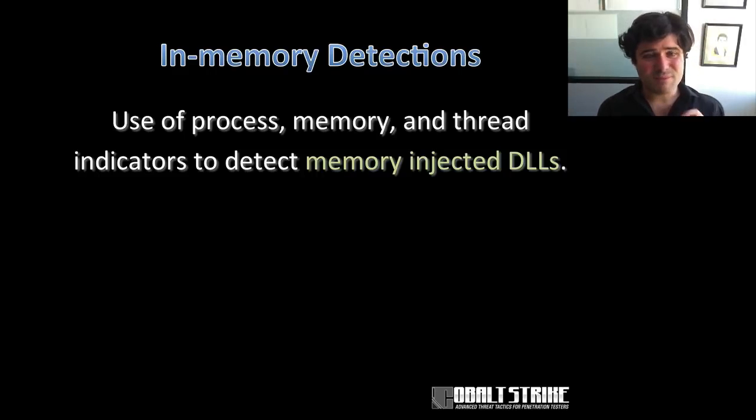All right, in-memory detections. How do I define in-memory detections? I define it as the use of process, memory, and thread indicators to detect memory-injected DLLs. And Beacon is a memory-injected DLL. It just is. One way to deal with this particular problem is don't be a memory-injected DLL. Use a payload written in, say, Go or .NET. That's not a memory-injected DLL by default.